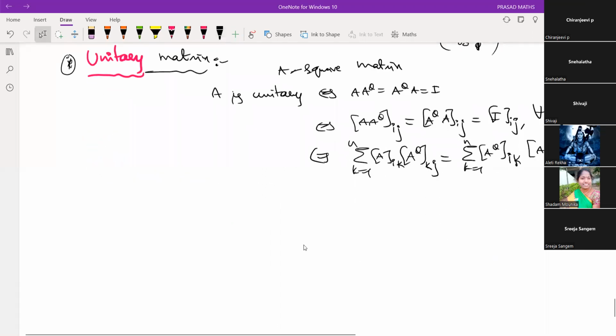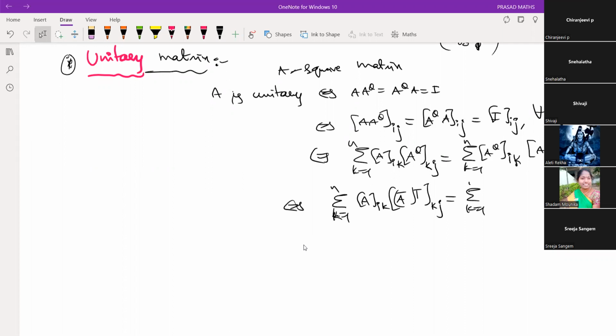Right? What is this? This is nothing but the summation, k equals 1 to n, of the ikth entry of A times the kjth entry of A bar whole transpose. That is, the kjth entry of the transpose of the conjugate. This is k equals 1 to n, the ikth entry of A times the kjth entry of A bar whole transpose, which is equal to the canonical delta. This is true for every ij.